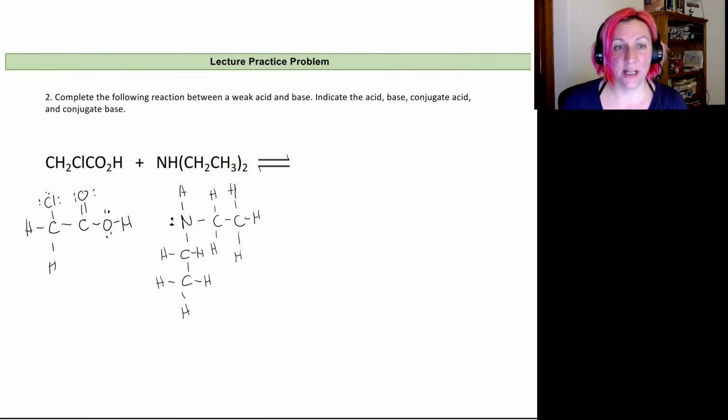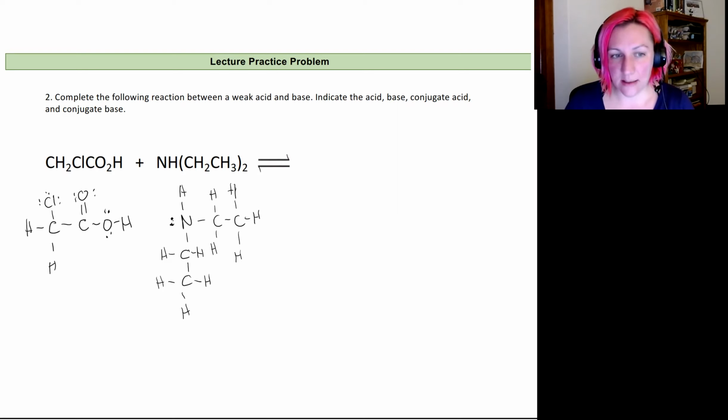Hopefully you've had a chance to try this problem out. I'm going to walk through the solution. So we have an acid and a base, and we're just going to predict the products for a neutralization reaction and label the acid, base, conjugate acid, and conjugate base.